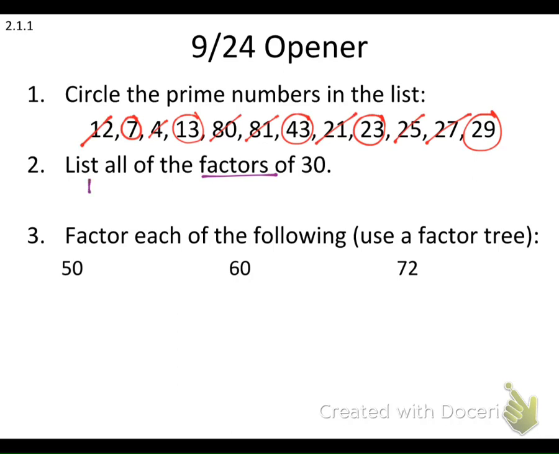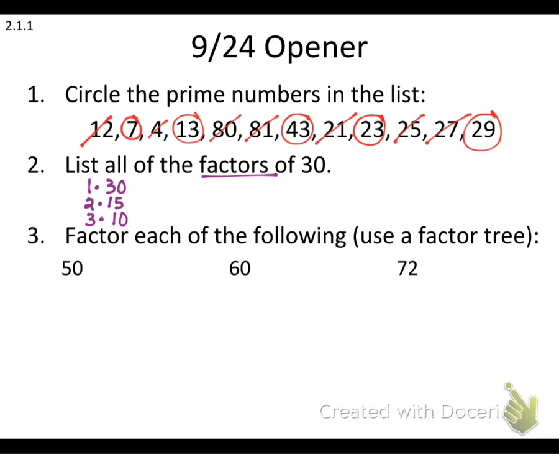So we know 1 times 30 equals 30. Can I multiply 2 times something to get to 30? 2 times what will equal 30? Not 10. Close. 2 times 15. Okay. What about, will 3 times something equal 30? 3 times what equals 30? 10.